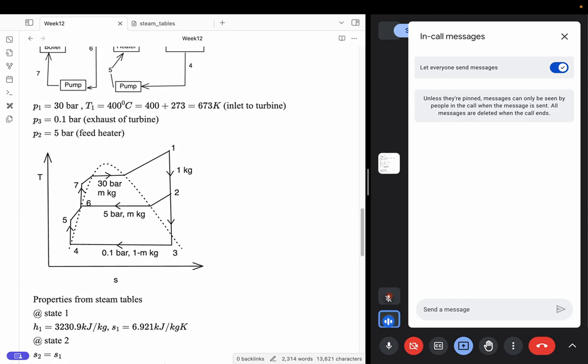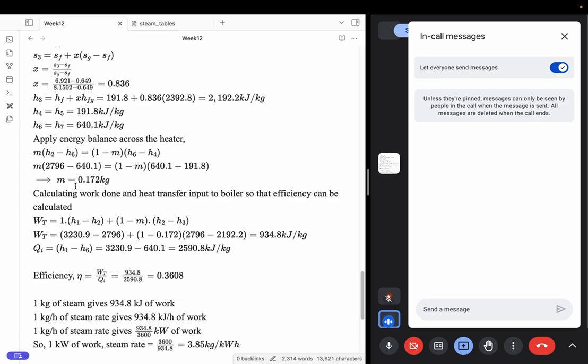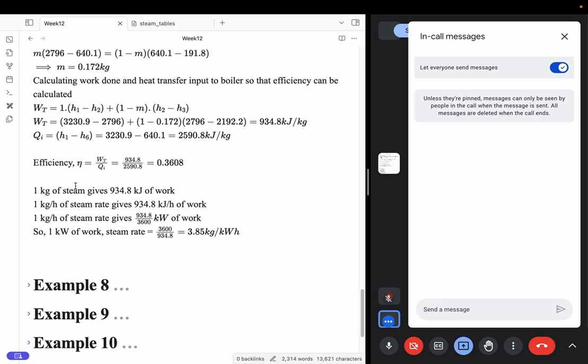Let's do this for this particular case with regeneration. What is the mean temperature? How do you define mean temperature? Mean temperature is where your net heat addition is happening. So your net heat addition is H1 minus H7. And how do I find the mean temperature? We use a relation that we already know, del Q is TDS. So with regeneration, let me call it Tm1.